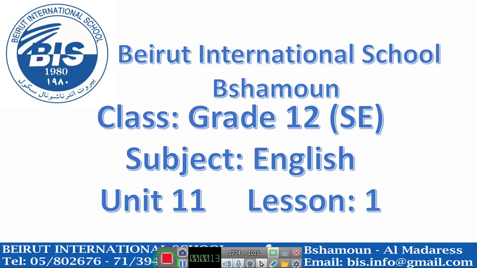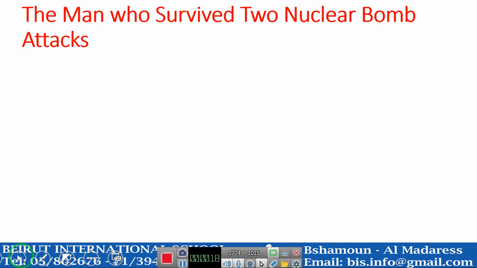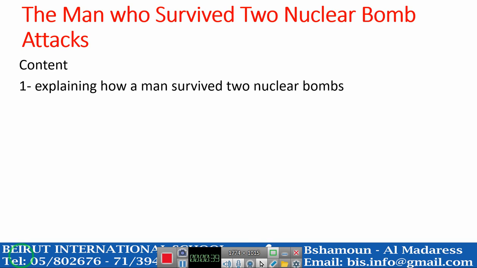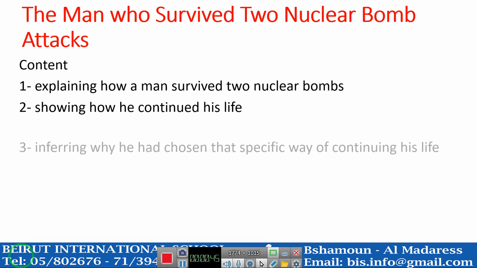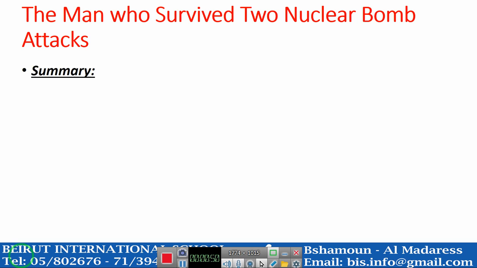I'm going to continue the ideas and the information revealed in Unit 11, Lesson 1. As we can see, Unit 11, Lesson 1 talks about the man who survived 2 nuclear bomb attacks. We've already talked about the lesson in the previous recording, and in this recording, I'm going to continue the lesson to be able to answer the comprehension and the analytical questions. The content of this recording is going to be divided into explaining how a man survived 2 nuclear bombs, showing how he continued his life, inferring why he had chosen that specific way of continuing his life.